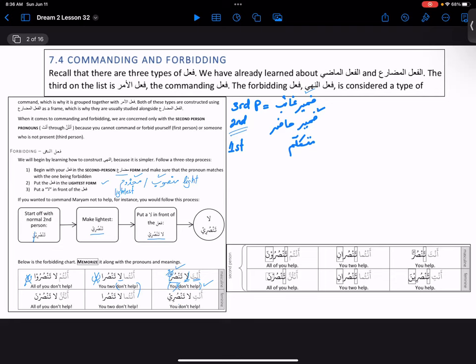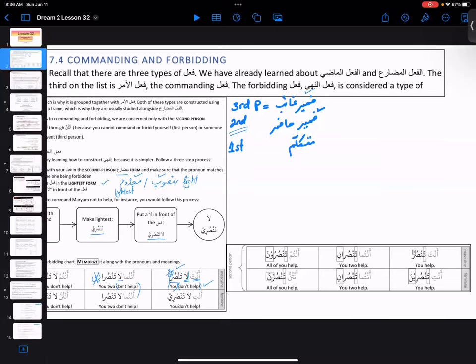Both masculine and feminine antuma are overlapping, right? And the context can help us out. And then antunna, we know that there is not going to be any change. We cannot drop this noon. So it's going to remain the same. La tansurna. Right? Everyone is clear on it?